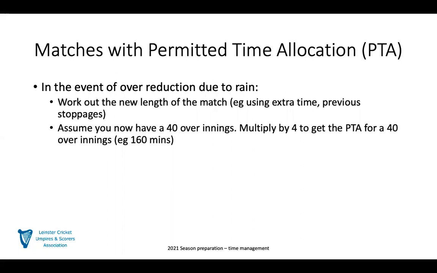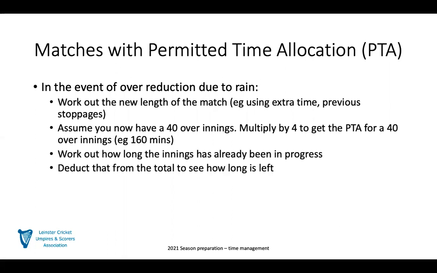So in Leinster, we nearly always work off 4 minutes per over. So if you've got a 40 over innings, you've now got 4 by 40, so 160 minutes would be the new permitted time allocation. Sorry, let's go back on that. You need to work out how long the innings has already been in progress. So say we had maybe an hour's play before the rain came down. You need to take that 60 minutes you've already played from the 160 minutes in total. So that means you've got 100 minutes left in the game.